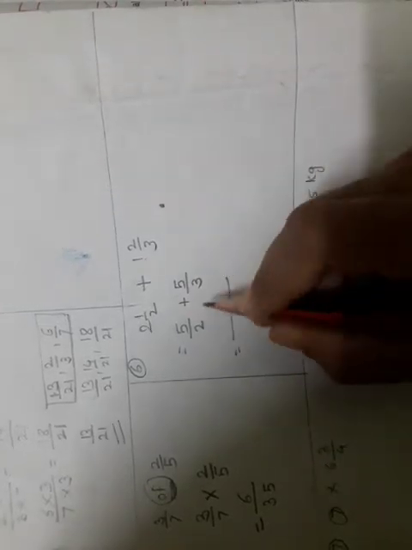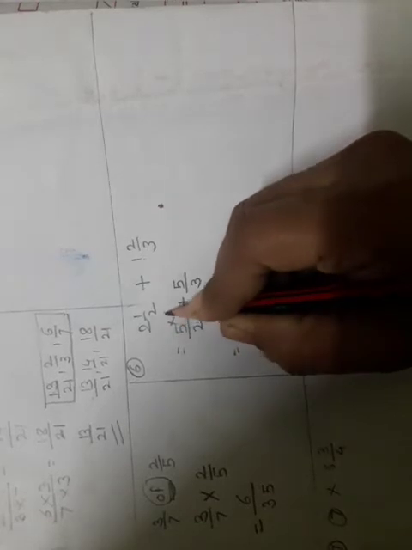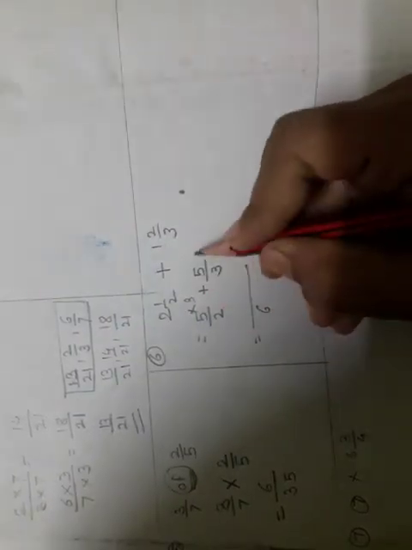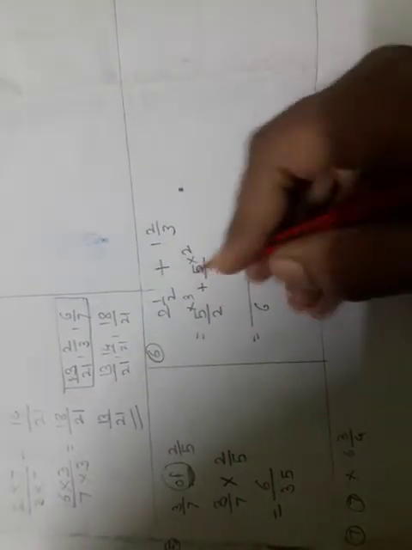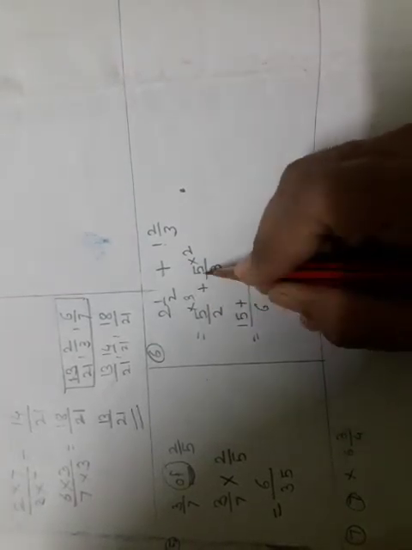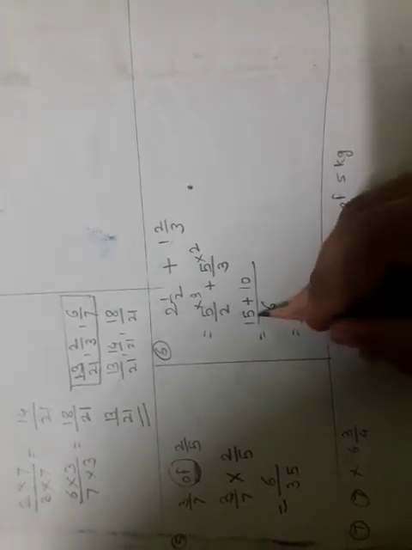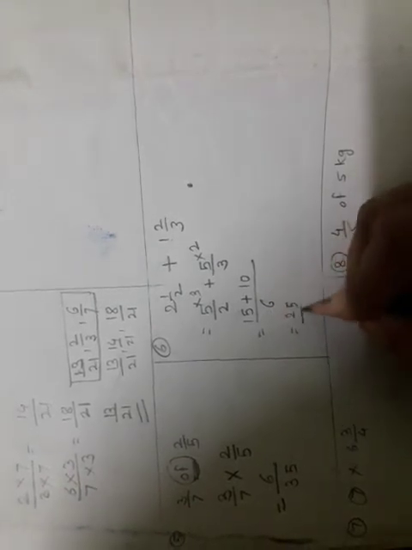So take LCM. 2 3s are 6. So 5 into 3 because 2 3s are 6, and 5 into 2 because 3 2s are 6. 5 3s are 15 plus 5 2s are 10. So the addition of 15 and 10, 25 upon 6.